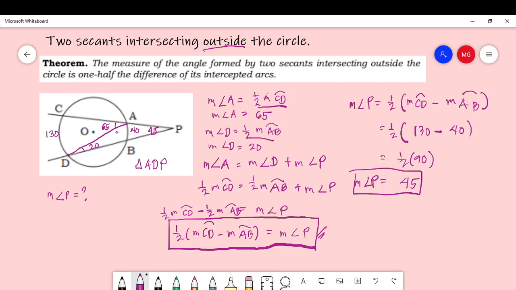So this is about the theorem of two secants intersecting outside the circle. It says here that the measure of the angle formed by two secants intersecting outside the circle is 1/2 the difference of its intercepted arcs.